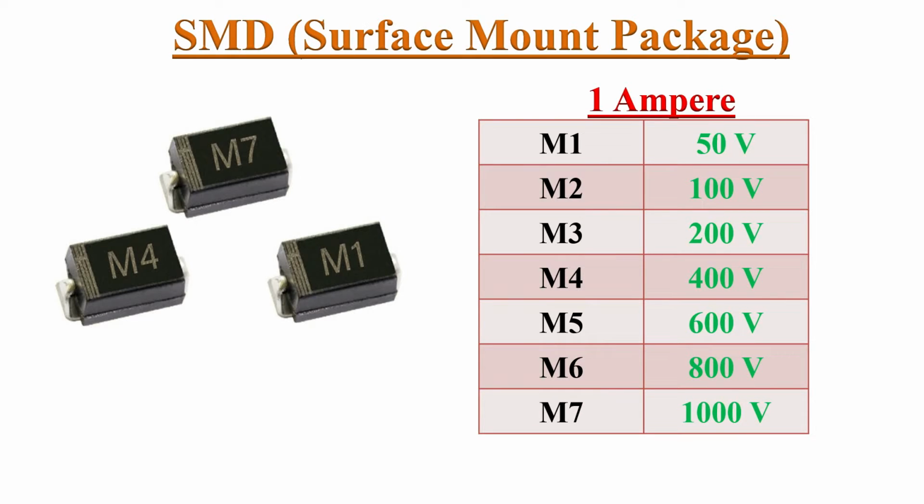SMD diodes that have code M1 to M7 printed on their surface are 1 ampere current rating diodes, just like 1N40 series diodes. Their voltage rating starts from 50 volts to 1000 volts. These M series diodes are exact equivalents of 1N40 series diodes.